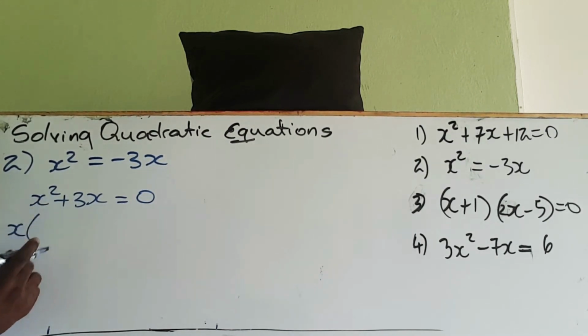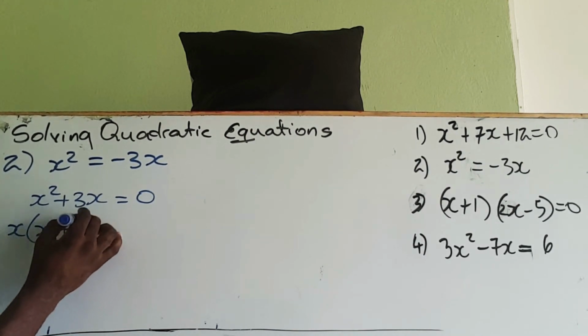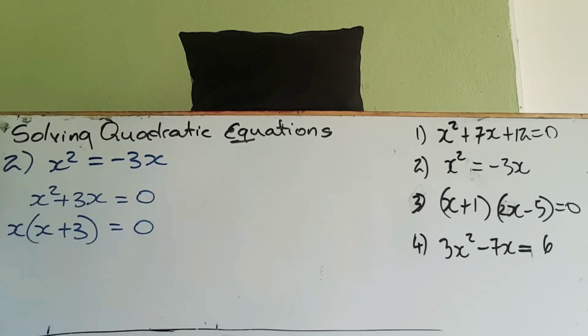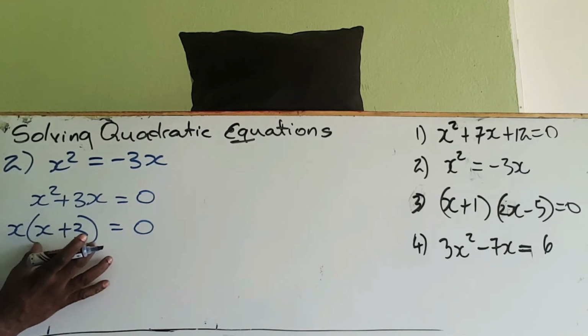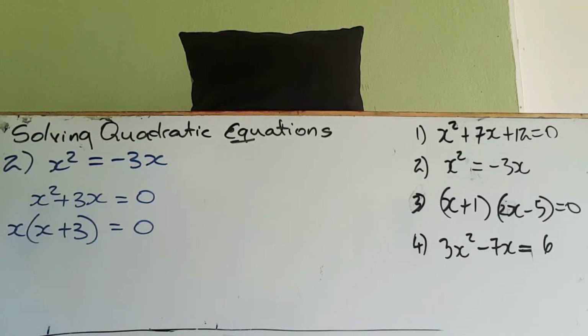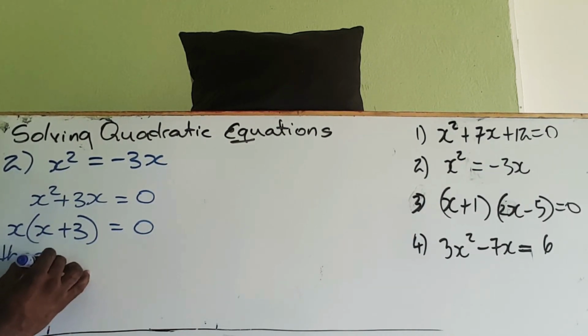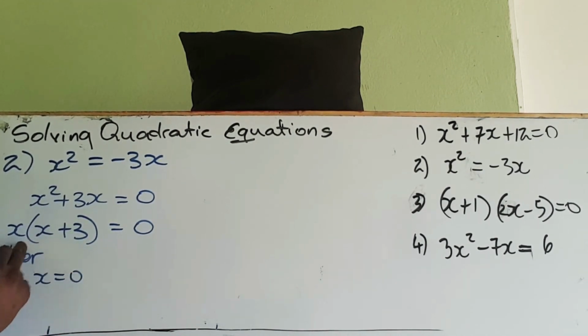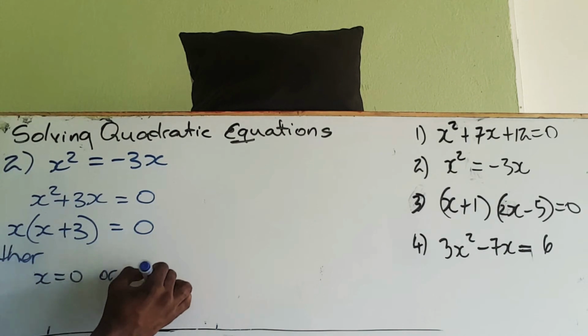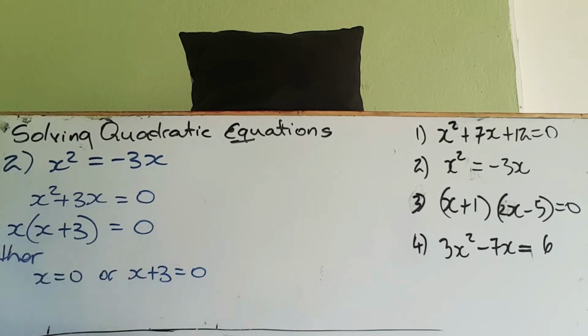X into x squared, we would have x squared, and x into positive 3x, we have 3x, equals 0. At this time, we could quickly evaluate this. How is it possible that x multiplied by x plus 3 gives us a 0? Well, one of these must be a 0. Since we are not certain which one is the 0, we have to draw a logical conclusion: either x is equal to 0 or x plus 3 is equal to 0.